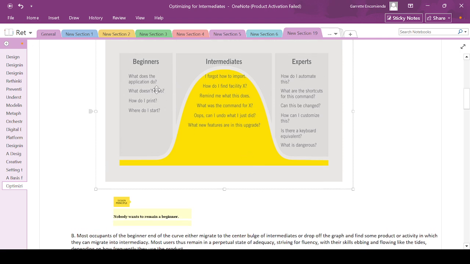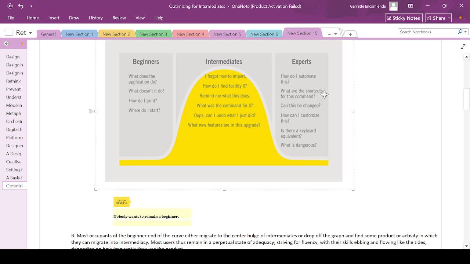So, beginners: what does the application do? What doesn't it do? How do I print? Where do I start? Intermediates: I forgot how to import. How to find facility X? Remind me what this does. What was the command for X? Oops, can I undo what I just did? What new features are in this upgrade?